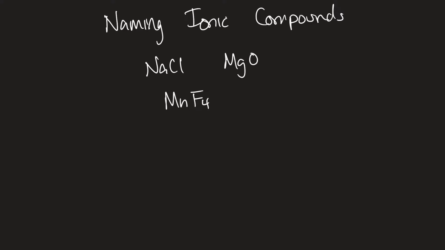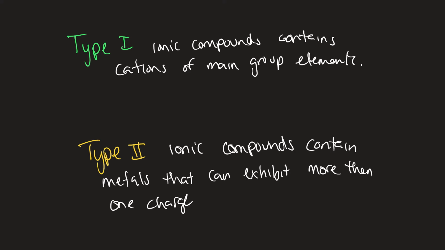Depending on what it's made up of, or what type of metal it is and what type of non-metal it is, it goes to very specific naming conventions. We're going to talk about that in this video. There are two types of naming conventions when it comes to ionic compounds, and in chemistry we simply call them type 1 and type 2.